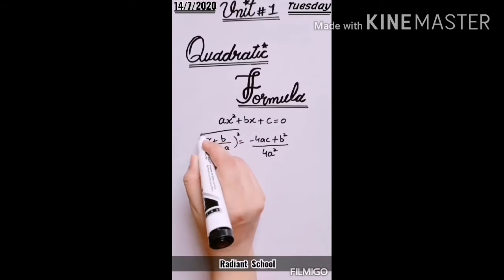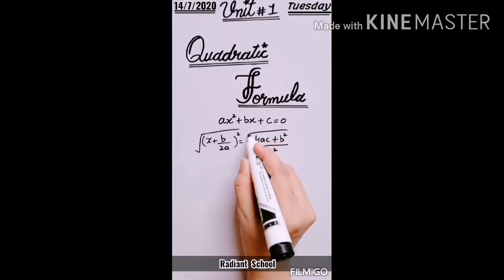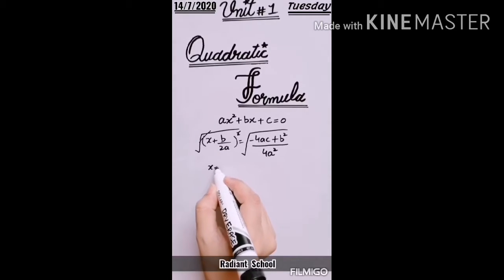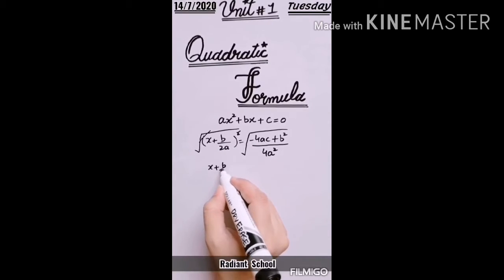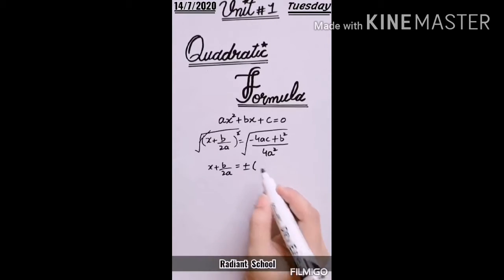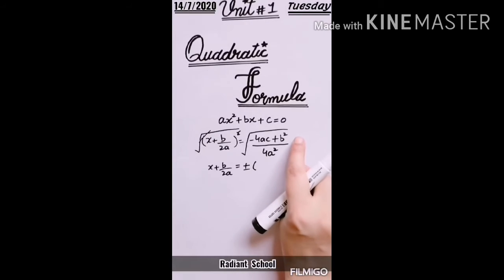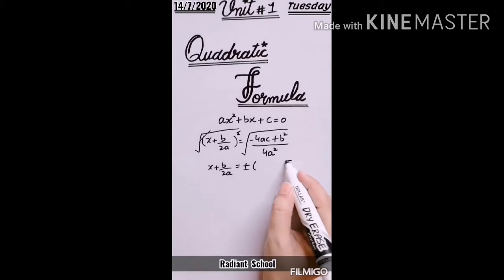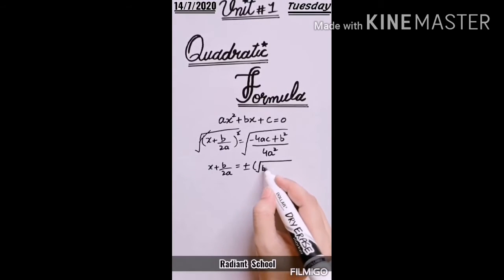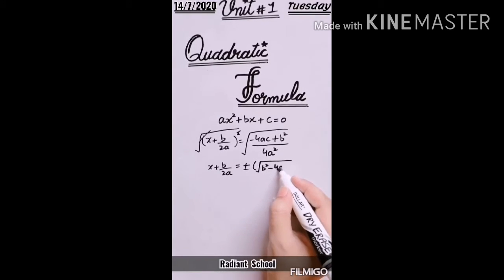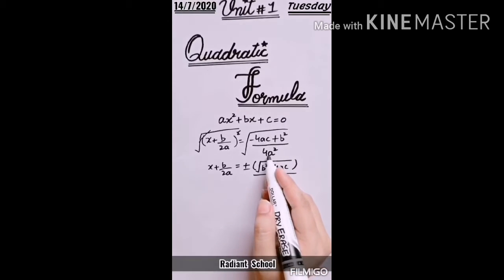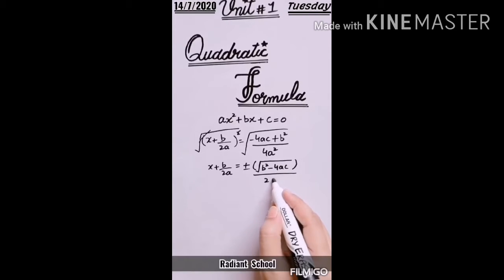Take the square root on both the sides to find the value of x. Square root and square will be cancelled. X plus b by 2a is equals to plus minus. Inside this square root I will separate with the numerator and with the denominator. With the numerator inside, first of all I will write the positive term b square and then I will write the negative term, divided by 4a square root. When I will take it, it will be 2a.